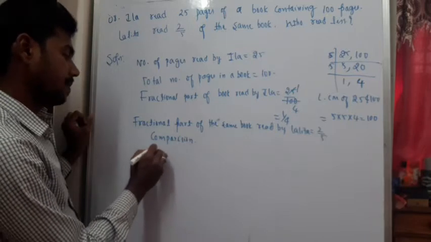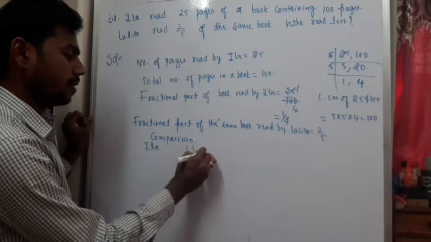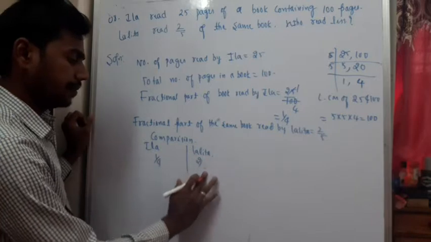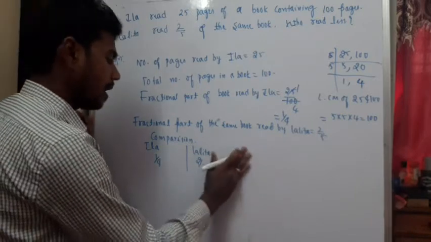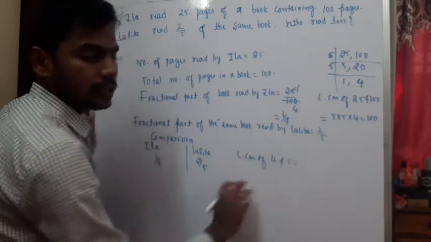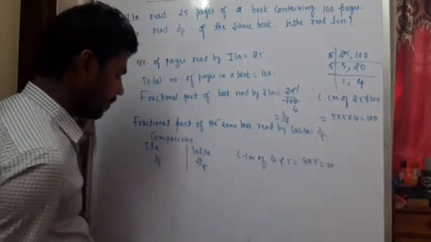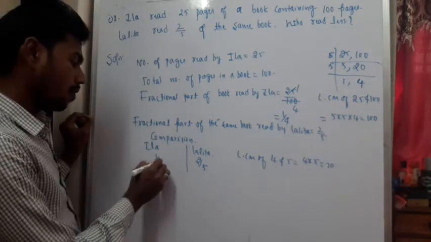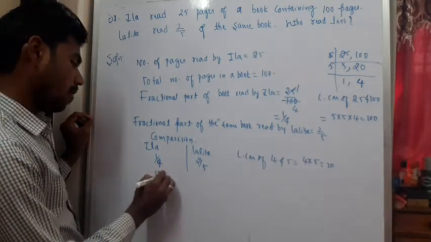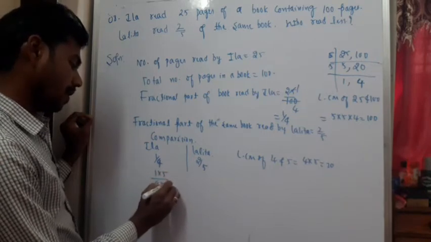Comparison. Here Ila is there, here Lalita is there. So 1 by 4, 2 by 5. So LCM of 4 and 5. Since 4 and 5 are co-prime, 4 5s are 20. 20 is the LCM. So to make 4 as 20, you need to multiply with 5. So 1 into 5 divided by 4 into 5.